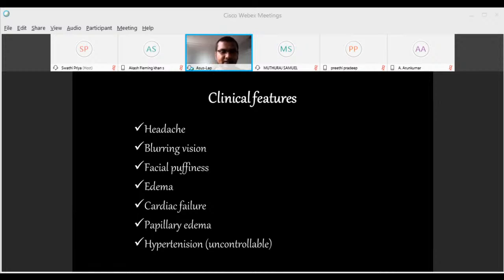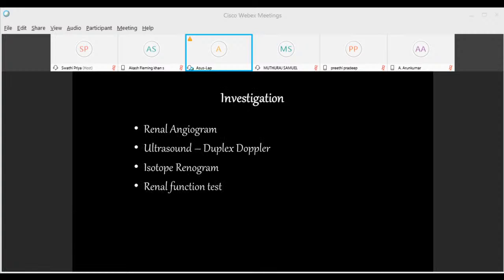Cardiac failure, papilledema. Papilledema means swelling of the eyes. Okay, papilledema and hypertension, which is uncontrollable. And the investigations: we can do renal angiogram, ultrasound duplex Doppler, isotope renogram, and renal function test.